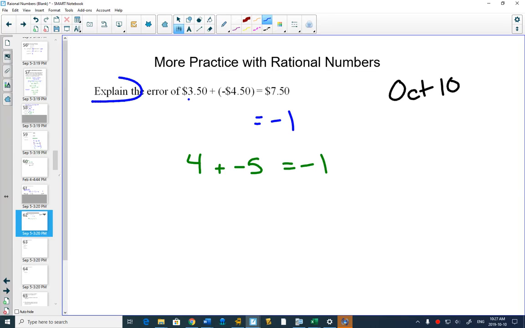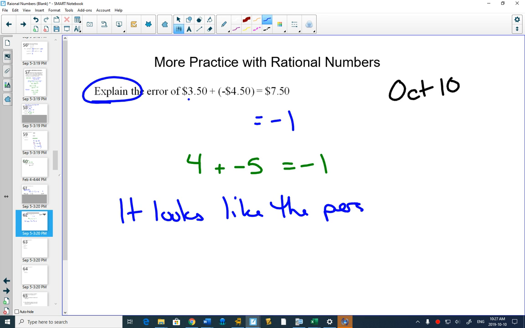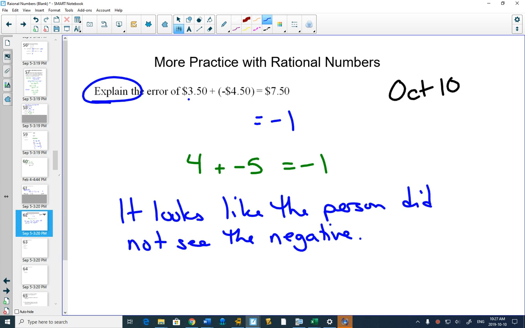Okay? Whenever you see the word explain in a math question, they're going to want you to write words. This wouldn't give you any marks for just doing the math right. You need to say, it looks like the person didn't see the negative. Looks like they added, but even if they added, they should have got 8, so something else went wrong along the way as well. But for sure, they didn't see the negative because that should be a negative 1.